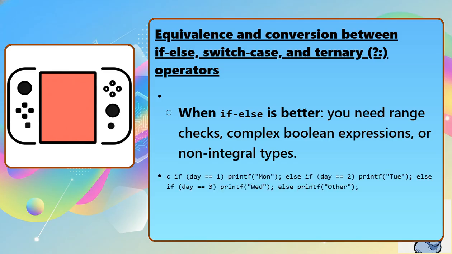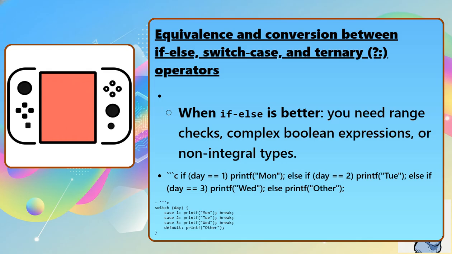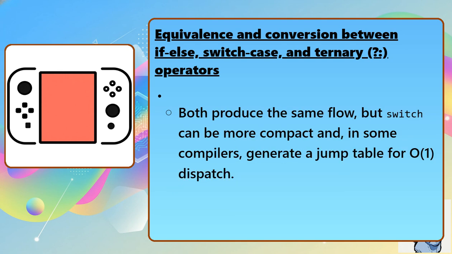If day equals 1, then print Mon, else if day equals 2, then print Tue, else if day equals 3, then print Wed, else print Other. Switch day: case 1, print Mon, break; case 2, print Tue, break; case 3, print Wed, break; default, print Other. Both produce the same flow, but switch can be more compact, and in some compilers generates a jump table for O(1) dispatch.